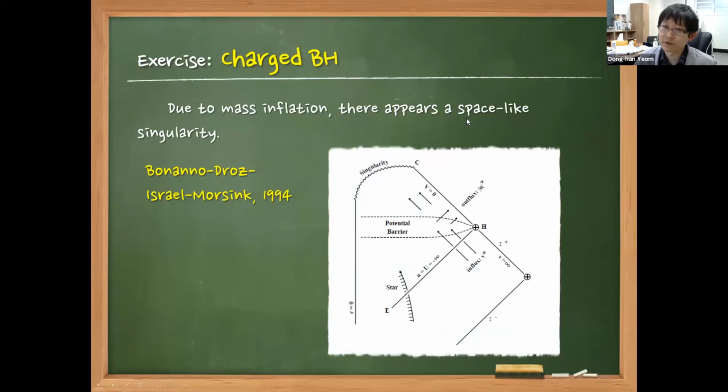And in terms of more local analysis, Israel and Poisson described mass inflation. By mass inflation, what we mean is that near the inner horizon, the local mass parameter or local curvature quantities must increase exponentially as one approaches the inner horizon.